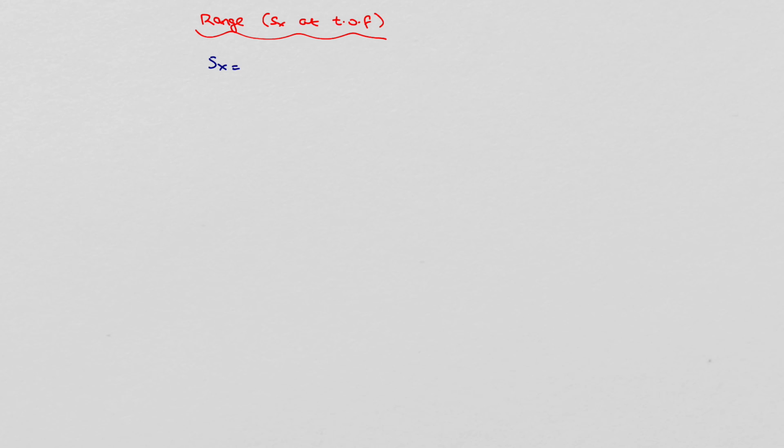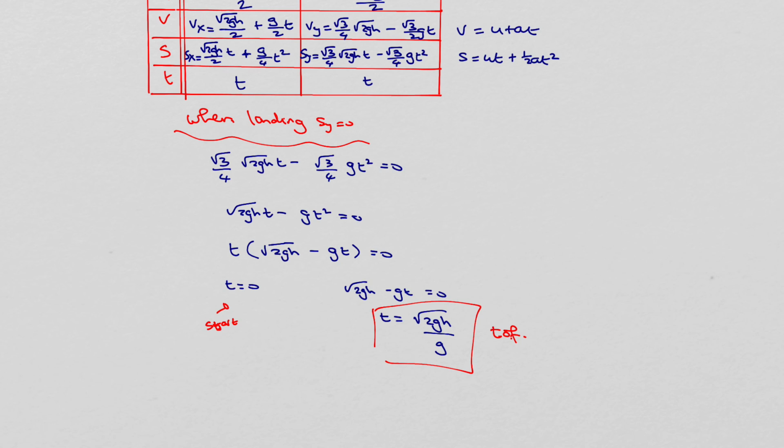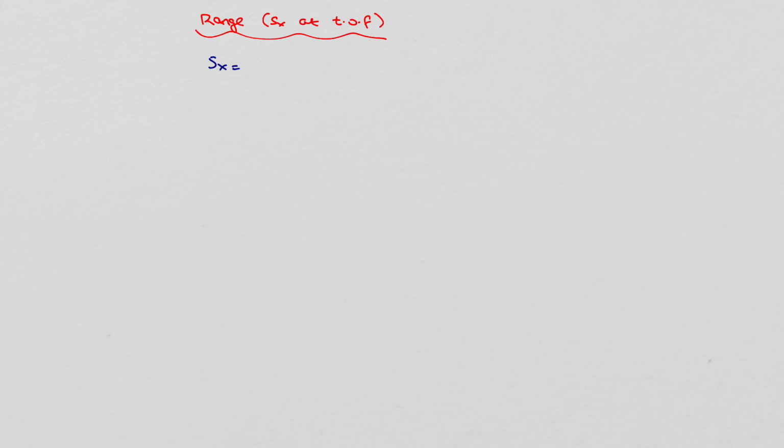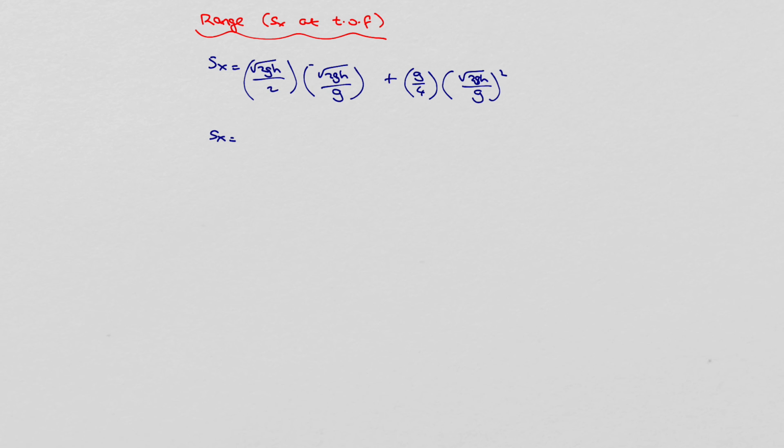So if we sub into our equation, so we can see s of x is the square root of 2gh over 2 times t, the time of flight, plus g over 4 times the time of flight squared. So that gives us the square root of 2gh over 2 by the square root of 2gh over g plus g over 4 times the square root of 2gh over g squared. So if we simplify that, we can see we have the square root of 2gh by itself, so that just gives us 2gh over 2g plus g over 4.